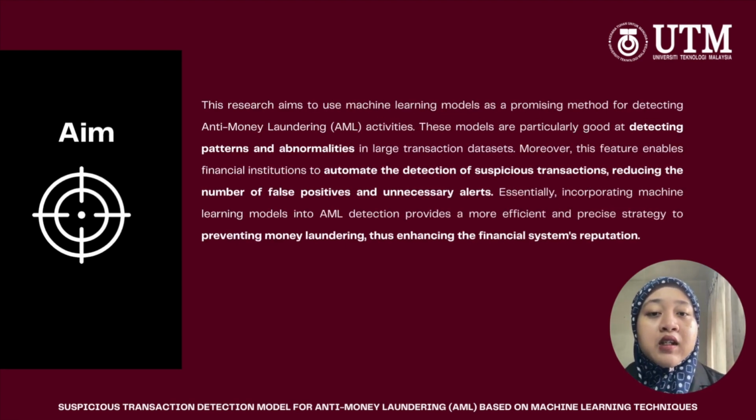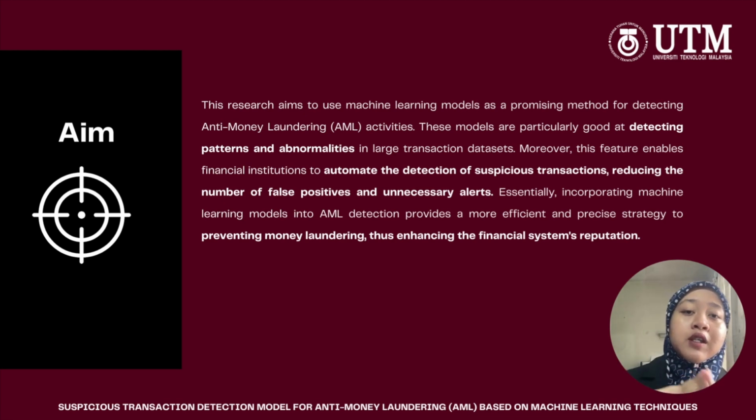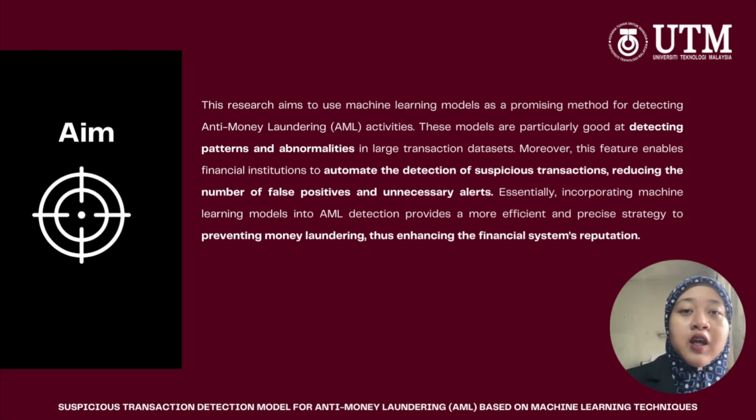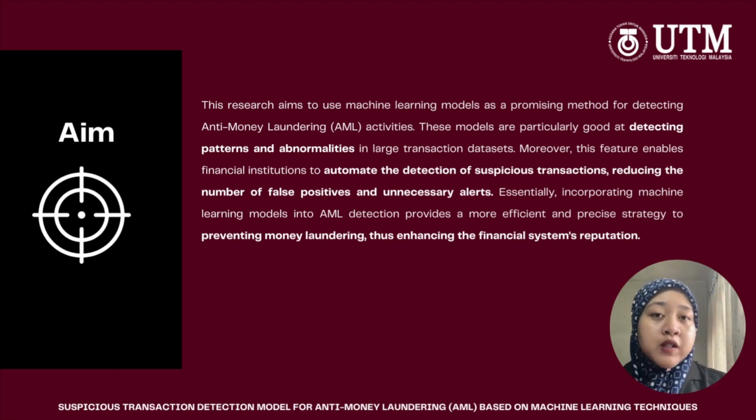Furthermore, this research aims to use machine learning models because, as we know, machine learning models are really good as long as we train them. And then this machine learning can run large data set transactions, and this can help financial institutes to automate the detection of suspicious transactions and helps reduce the number of false positives and the unnecessary alerts. So when we use machine learning, we can prevent money laundering and also enhance the financial system's reputation.